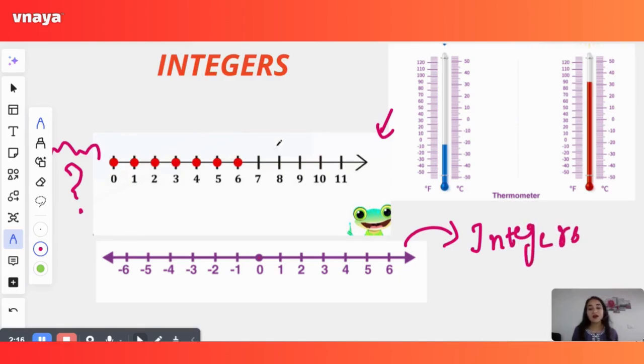And the numbers you have been learning till now in your lower grades are the set of whole numbers. So that's what we have, the integers.